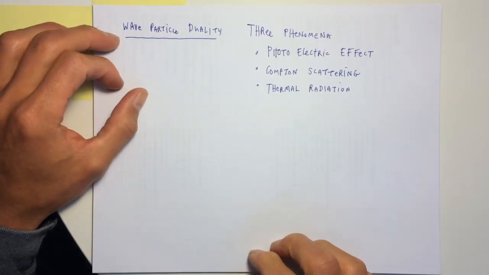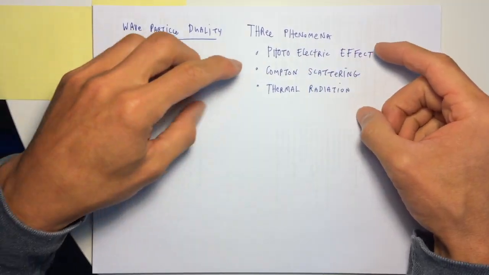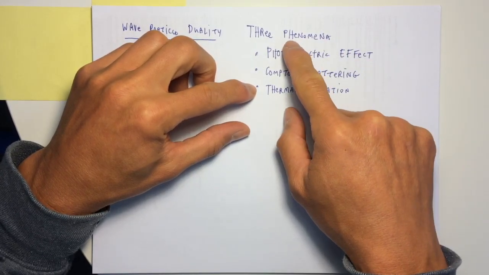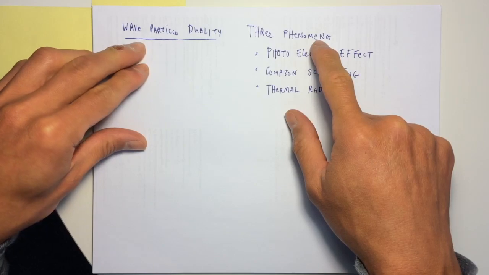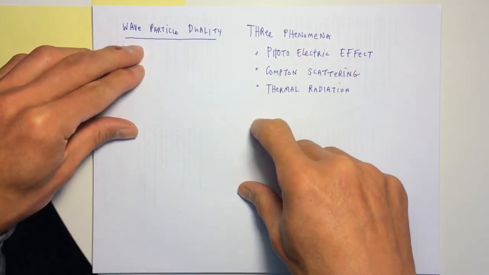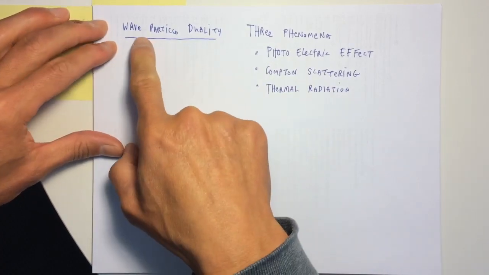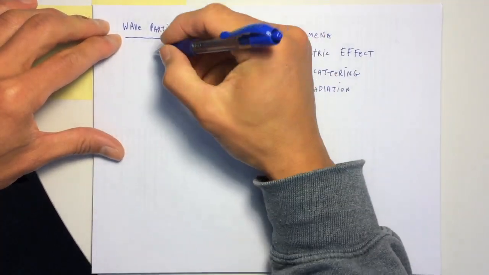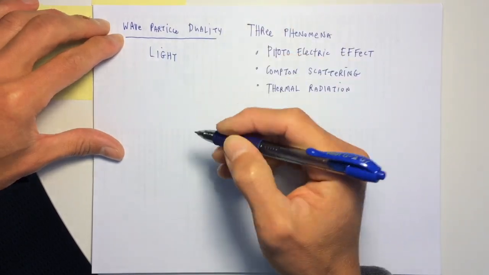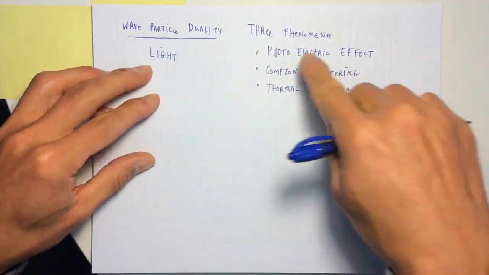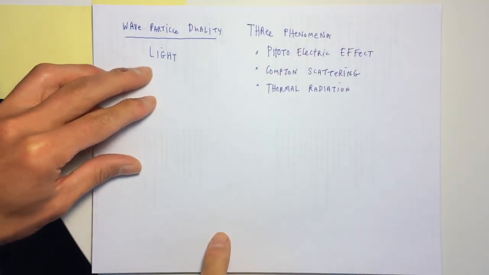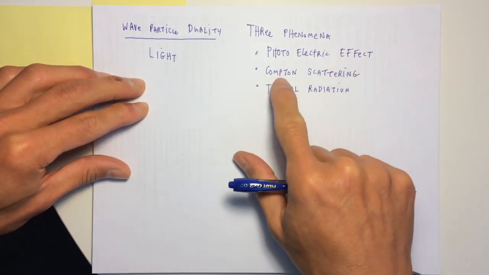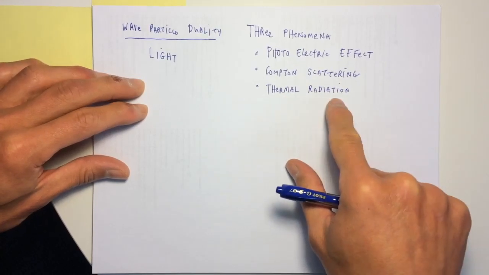So this is a presentation of basically three pieces of evidence, or three phenomena that led physicists in the early 1900s and even the late 1800s to rethink how they thought about light. And so this is the wave-particle duality associated with light, and light is a piece of these experiments. The three phenomena are called the photoelectric effect, Compton scattering, and thermal radiation.